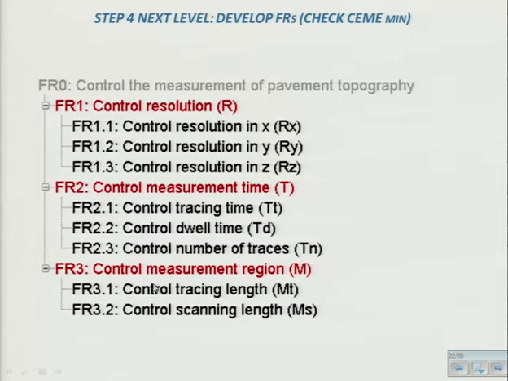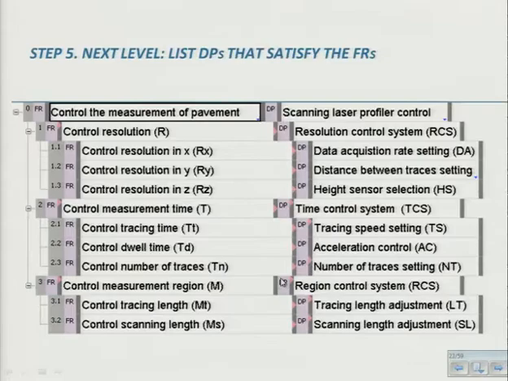Then we've got the control of the measurement region, and so now we've got the tracing length and the scanning length. In these cases, we need to look and say, well, is this collectively exhaustive and mutually exclusive? We could ask the same question here, and it looks like we might be missing something. Let's see, we could control the tracing time, control the dwell time, and control the number of traces. No, I think that's complete. I don't think we're missing anything there. But you're certainly entitled to look at this, and you should be looking at it critically. There may be some other solutions that we haven't seen.